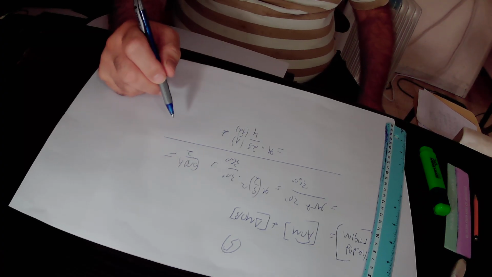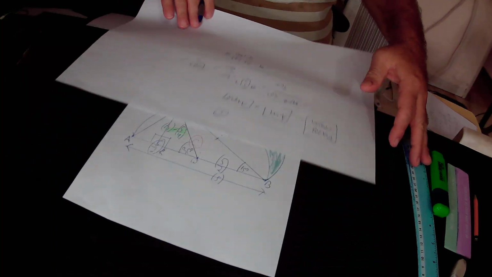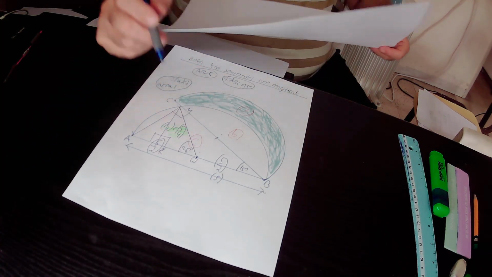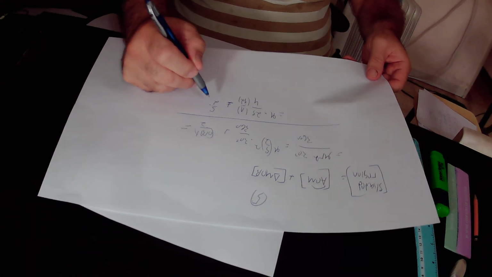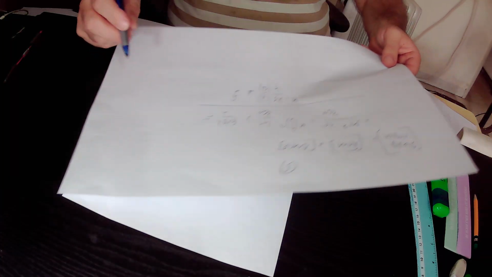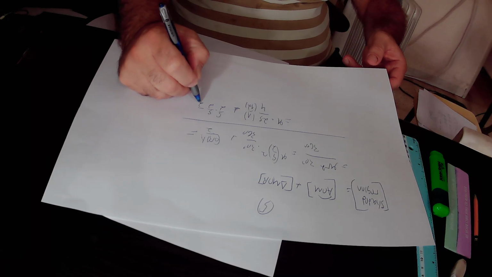Plus OB times h over 2. OB is the radius of this semicircle, which equals 5 halves, times h. H equals 5 quarters, so it is times 5 quarters divided by 2.